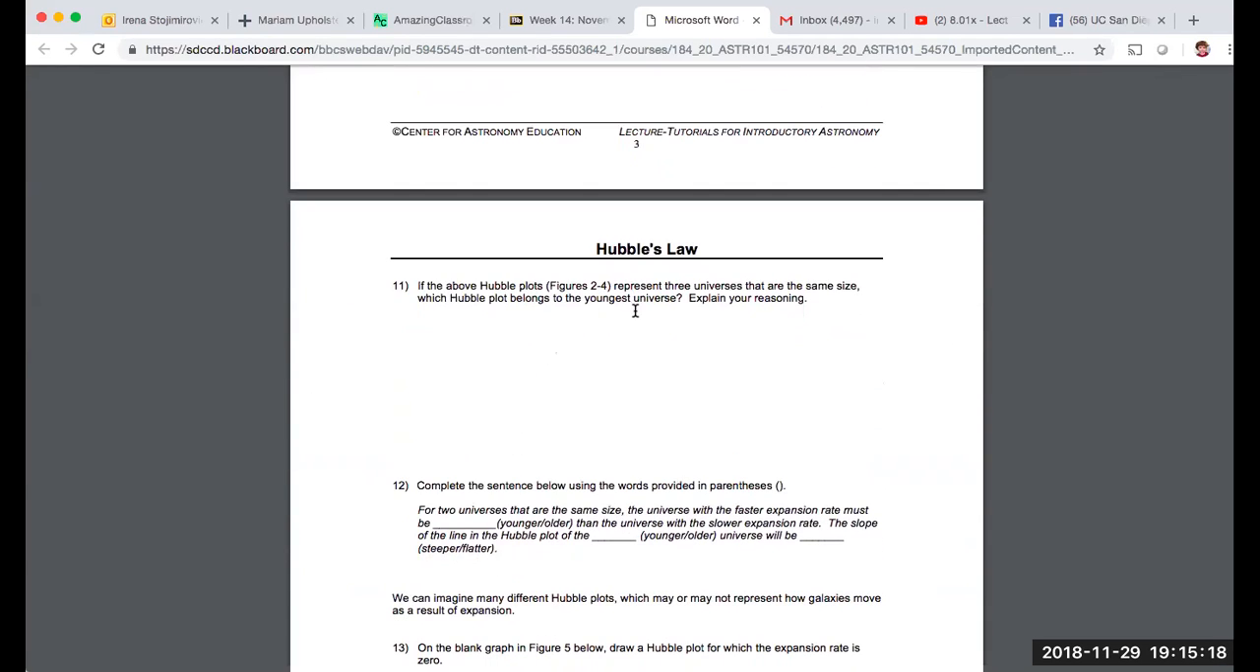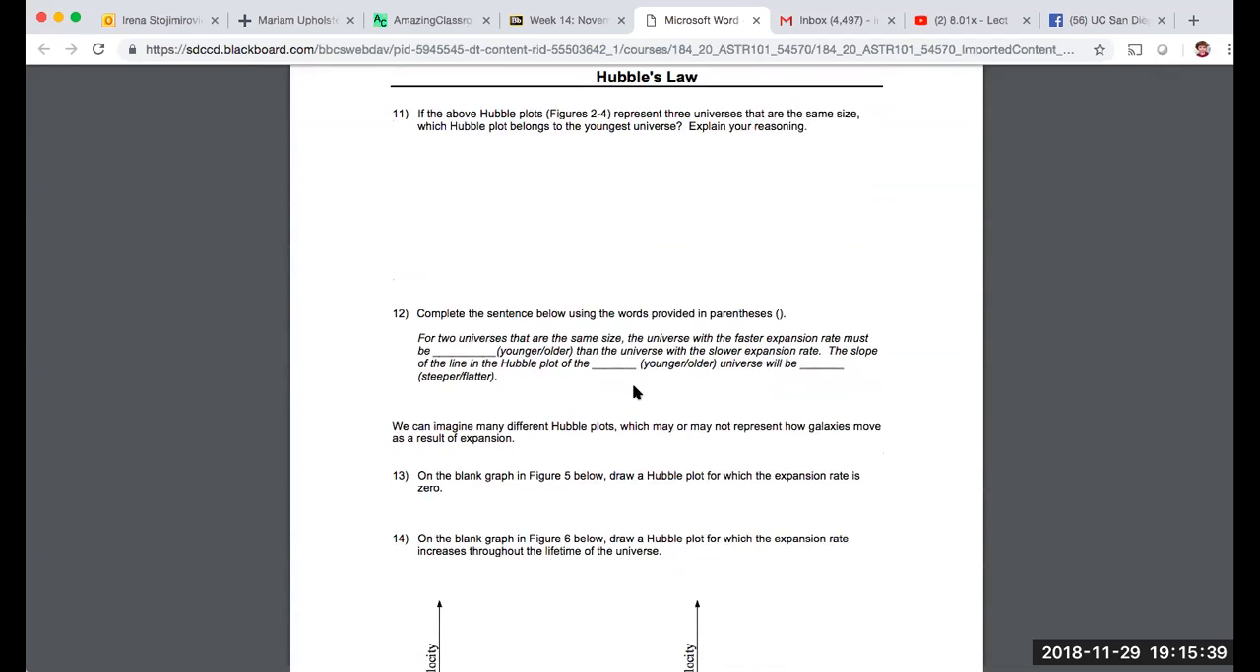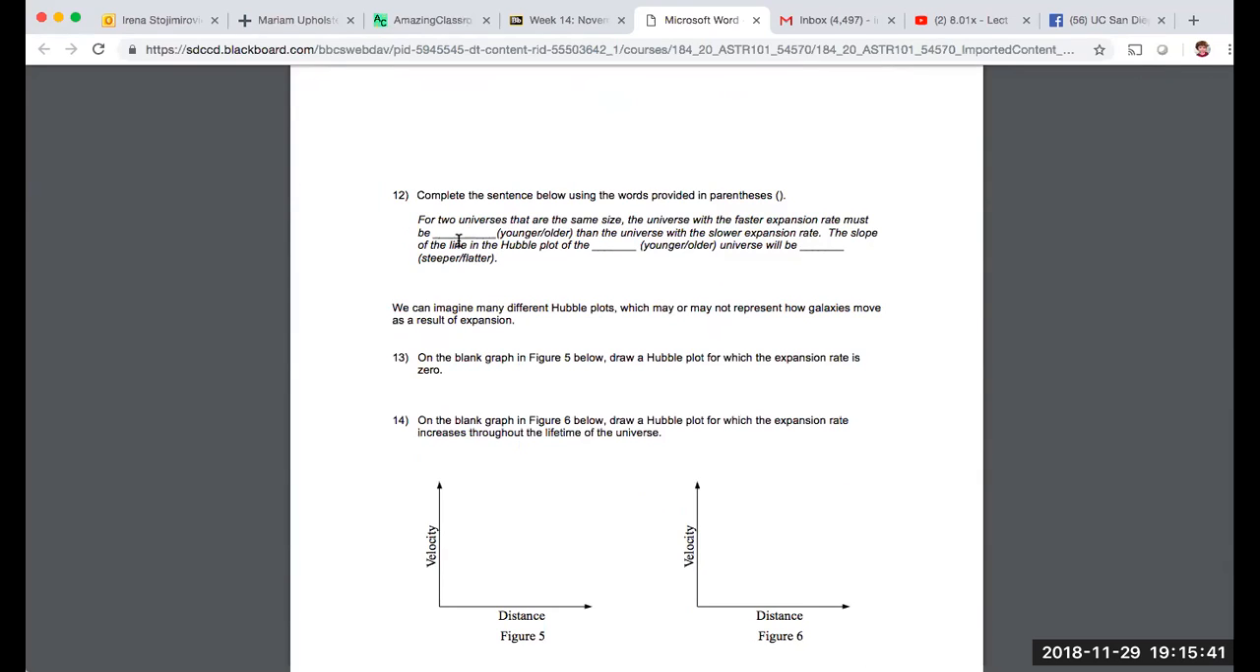Okay, good. Next one. If the above Hubble plots, figures 2 through 4, represent 3 universes that are the same size, which Hubble plot belongs to the youngest universe? It's going to be figure 3. Because? Because it's expanding the fastest. Very good. Great.